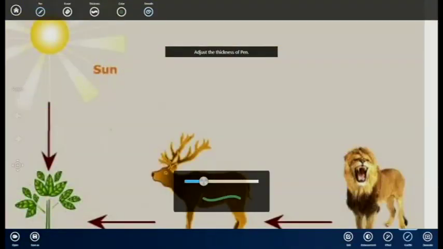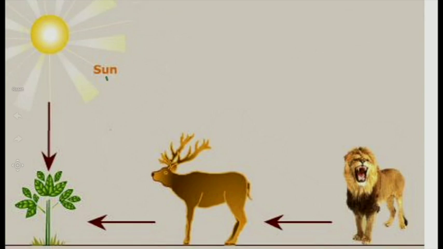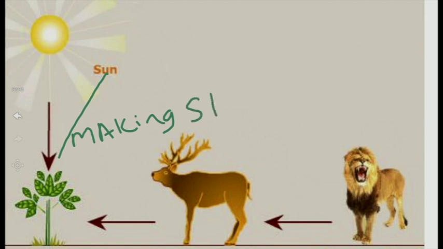Let us look at one example of a food chain. This is showing a flow. The energy is coming from the sun to where? It is transferred to the vegetation, the green plants that are making food, which is making starch.